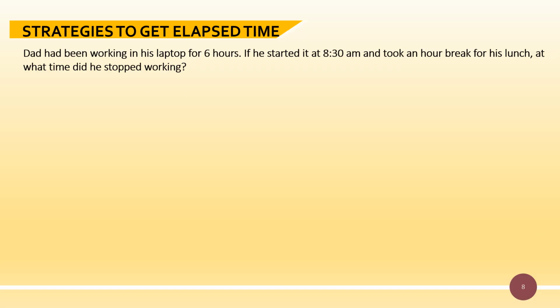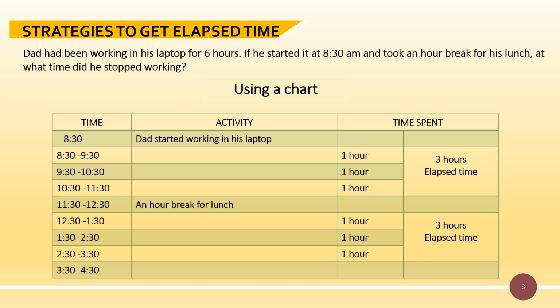Another way of finding our answer is using a chart. Similar to the number line, we show the hours Dad spent working and the number of hours he spent for his lunch. Looking at the chart, we have the time corresponding to its activity and the number of hours spent, which is the elapsed time.